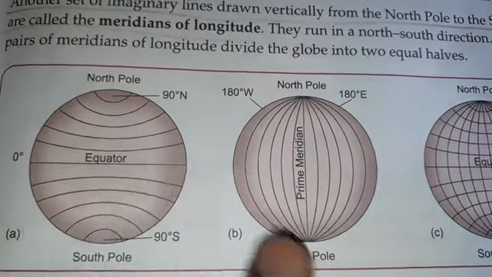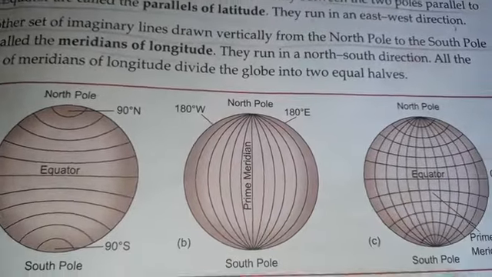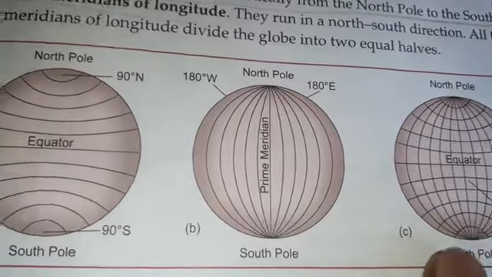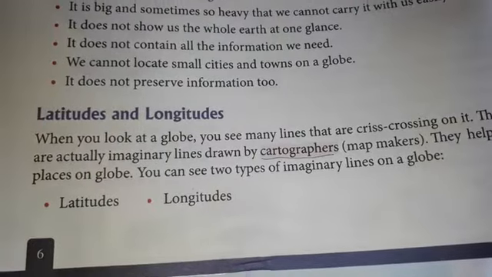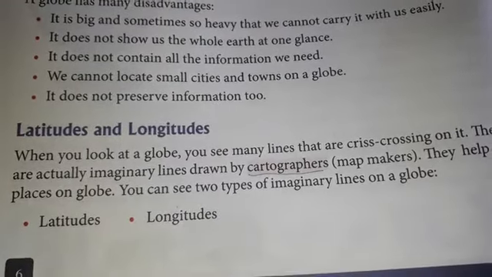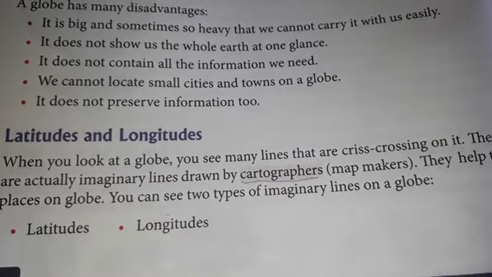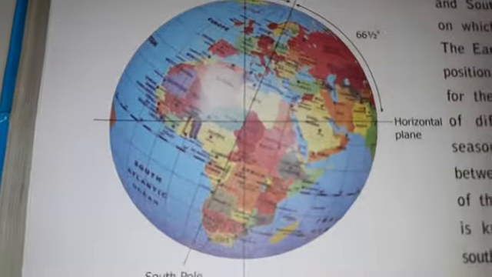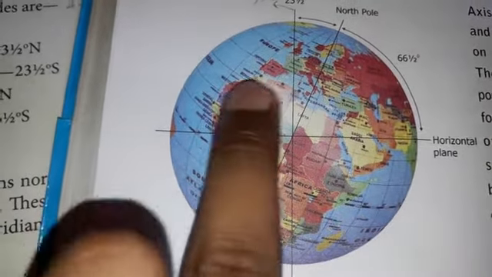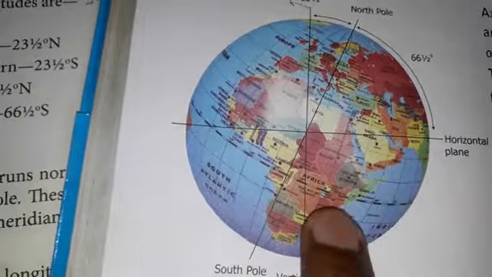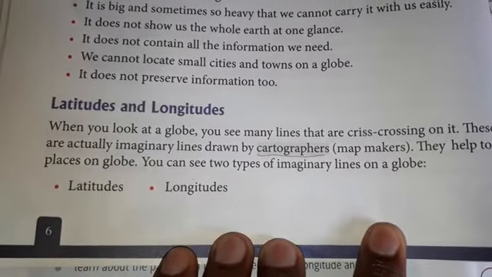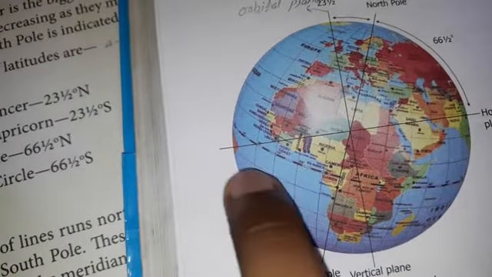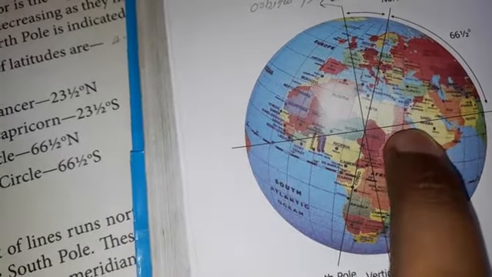There were the equator, prime meridian and their grids. Latitudes and longitudes. When you look at a globe, you see many lines crisscrossing on it. Look at this. There are so many lines crossing each other. These lines are actually imaginary lines drawn by cartographers. They are not actual lines, they are imaginary lines.